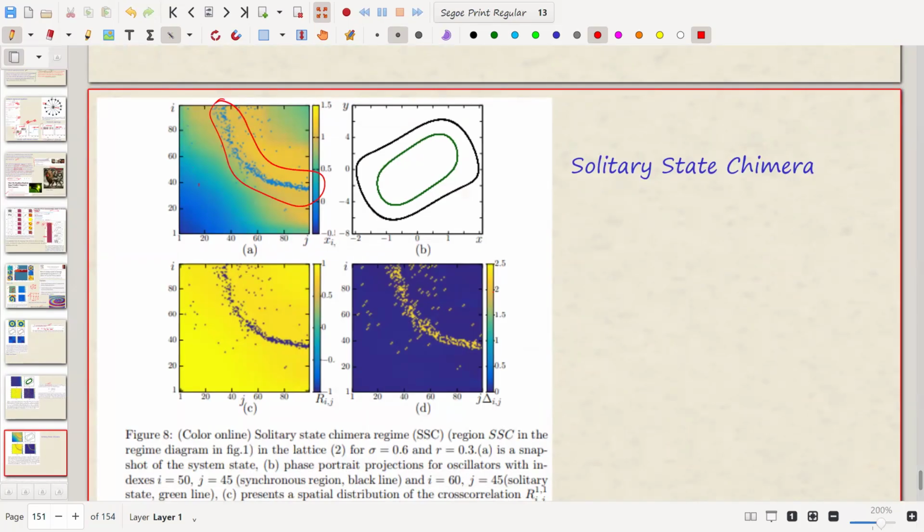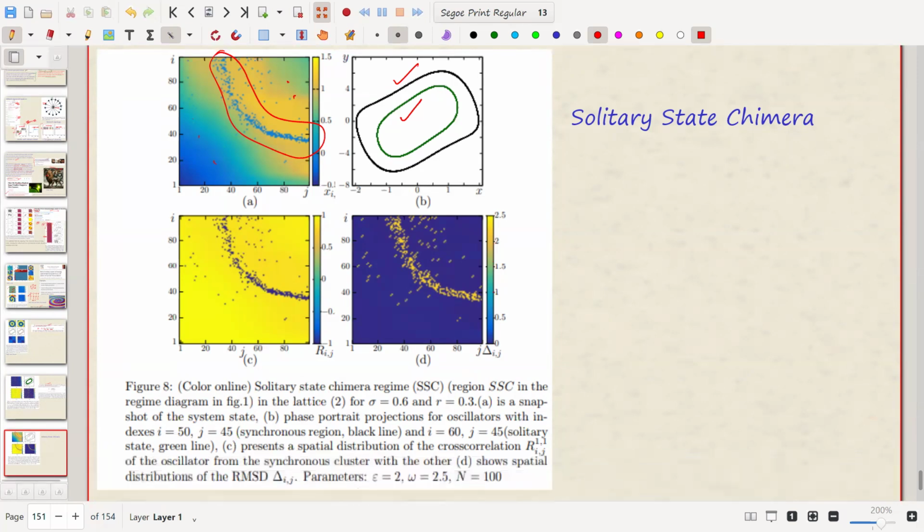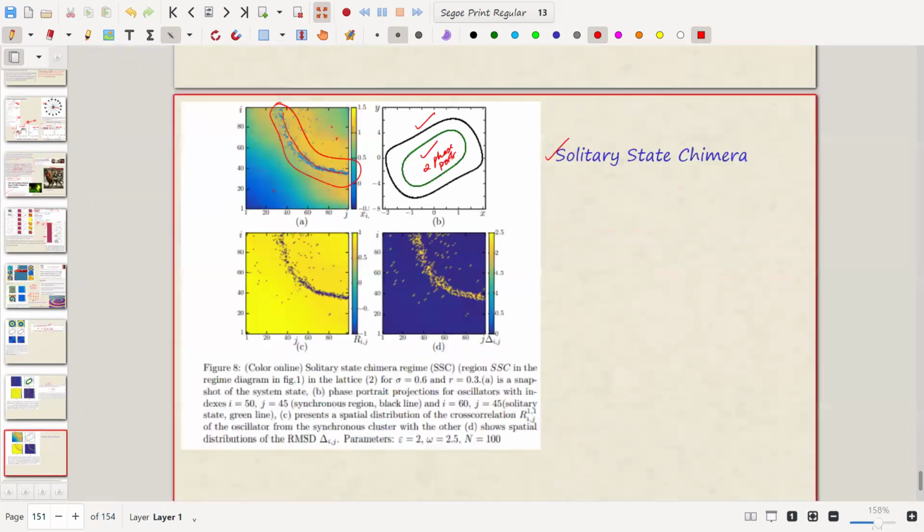So you can see all are in one color, but this one is in a different color. When you plot these oscillators, you can see that they actually occupy two different phase portraits. So it's not magic. It's dynamically characterized. Since two different populations are oscillating differently, you see this pattern. There are two different patterns, and hence two different phase portraits. And it's like a solitary state chimera.